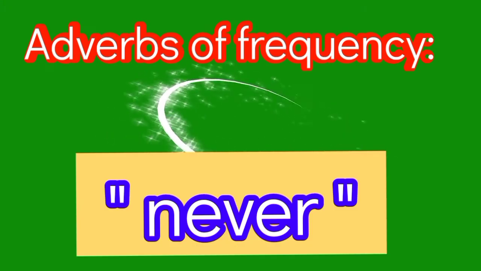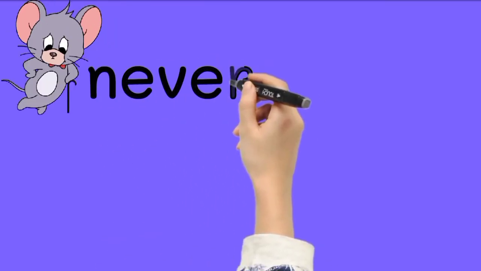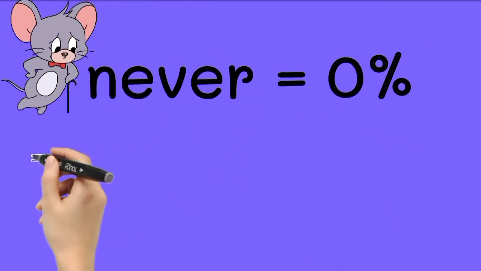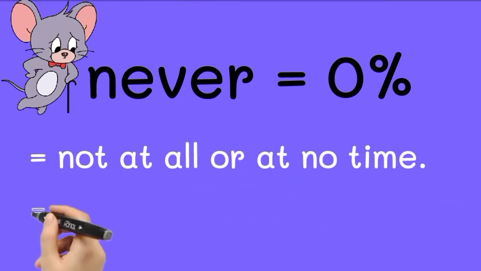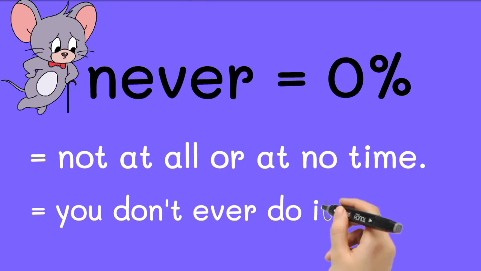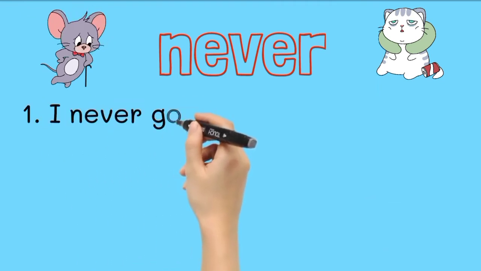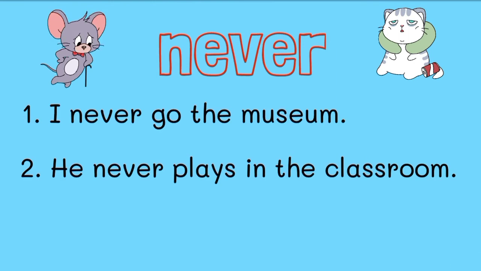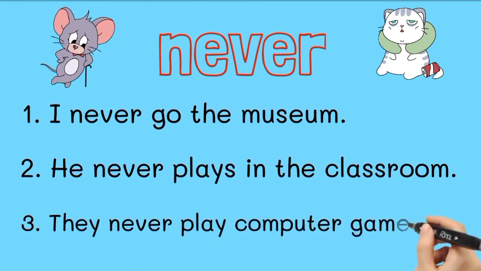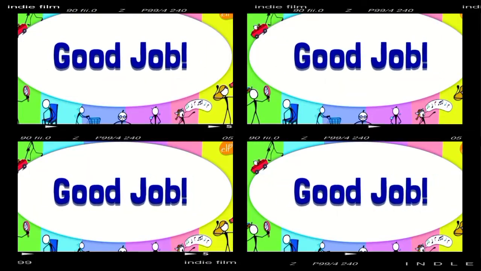Adverbs of frequency, never. Never means 0%, you don't do something at all. Never means that you don't do an action, even once, or not at all. Okay, did you get it? So let's use never in sentences. Never. 1. I never go to the museum. 2. He never plays in the classroom. 3. They never play computer games. Very good job, everyone!